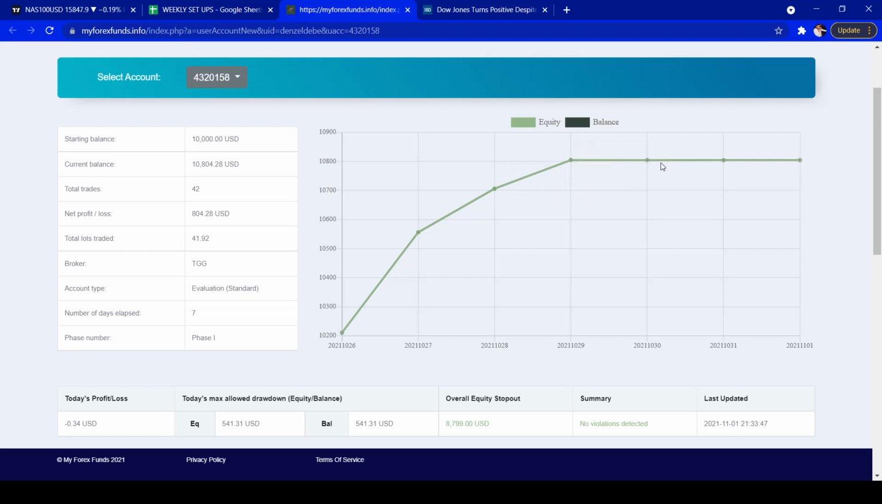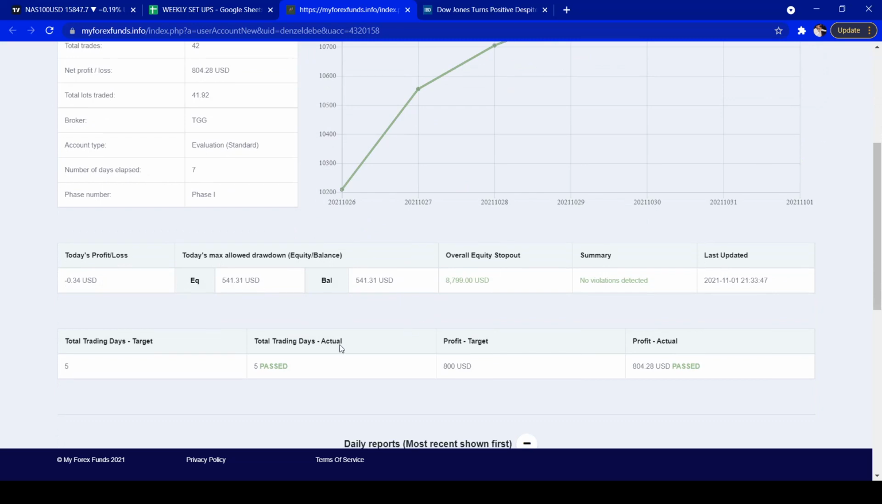So literally Saturday and Sunday there was nothing to do. So obviously that was that there. That's why it's just leveled out on the graph here. So today I just literally just took two 0.01s, just waited for this update to tell us that we passed.